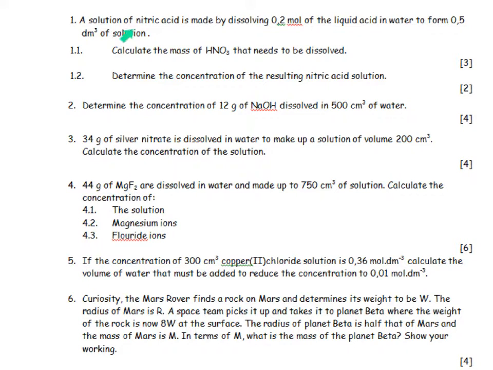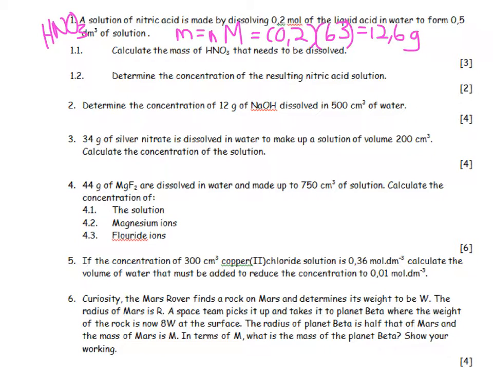A solution of nitric acid is made by dissolving that many moles of the liquid acid to form that volume of concentration. What is the mass of nitric acid that would be required? So we say mass is equal to number of moles times molar mass, and that's equal to 0,2. They've given me that. And the molar mass of nitric acid is HNO3, so it's 1 plus 14 plus 48, and I land up with 63, and that becomes 12,6 grams.